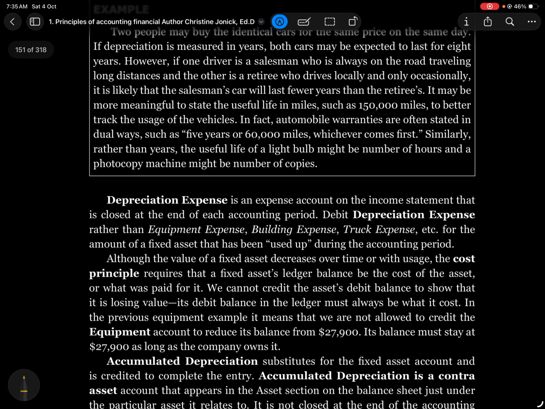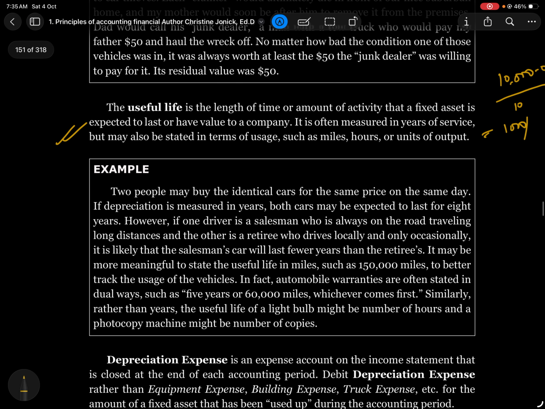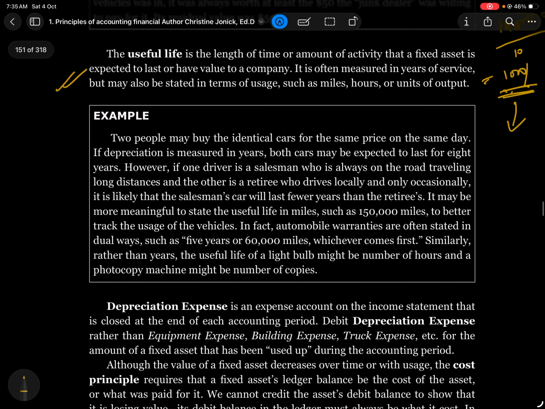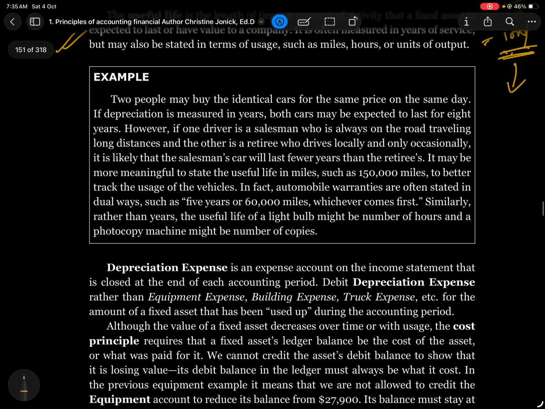So since we are incurring that expense, every year we are losing the value of equipment by 1000, so that's why we are recording that as an expense, okay, because that much amount is already used up for that year. That's why.